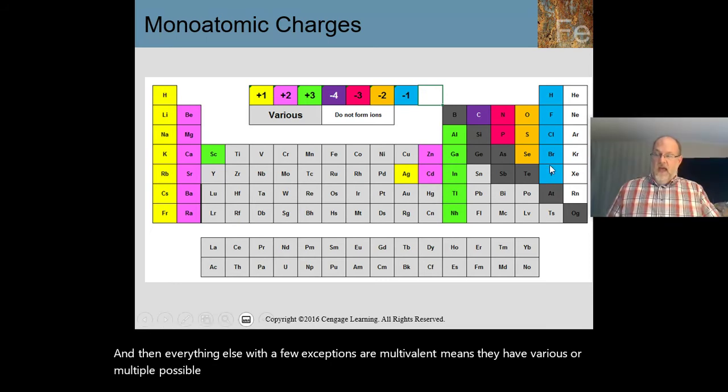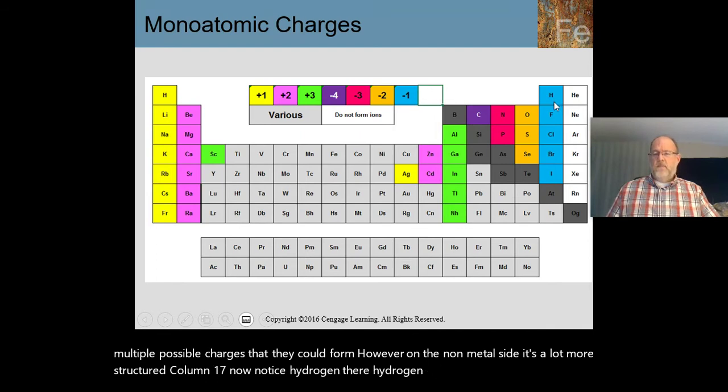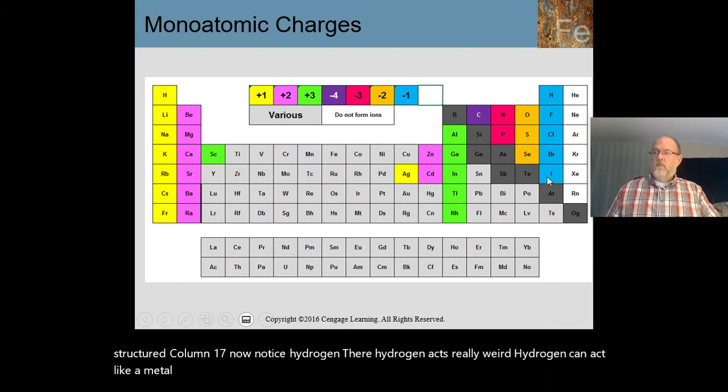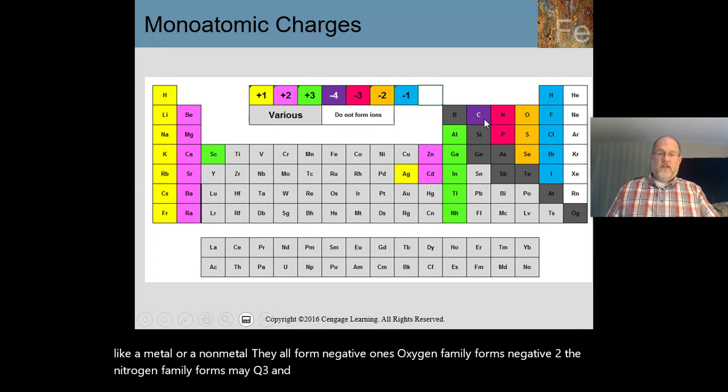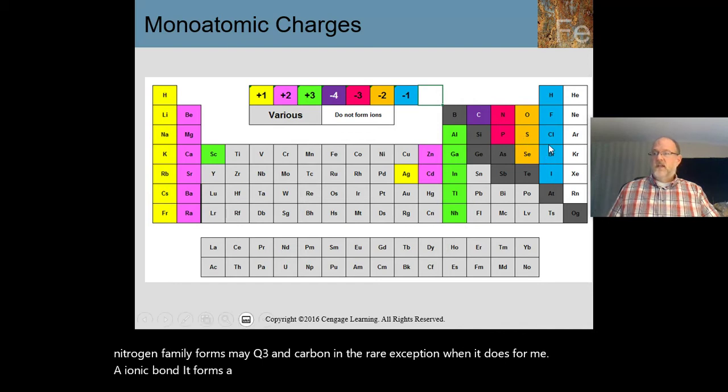However, on the non-metal side, it's a lot more structured. Column 17, and now notice hydrogen there. Hydrogen acts really weird. Hydrogen can act like a metal or a non-metal. They all form -1s. The oxygen family forms -2. The nitrogen family forms -3. And carbon, in the rare exception when it does form an ionic bond, forms a -4. Notice that there's no variability over here. There's only variability on the metal side.